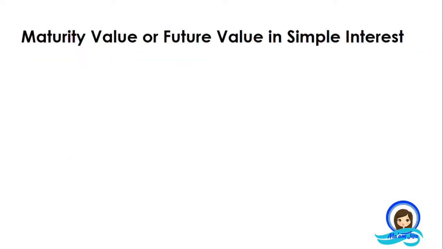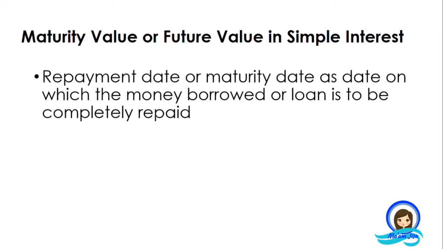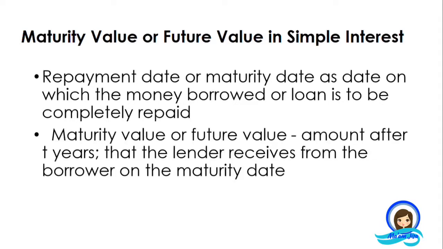This time, let us discuss maturity value or future value in simple interest. Repayment date or maturity date is the date on which the money borrowed or loaned is to be completely repaid. The maturity value or future value is the amount after T years that the lender receives from the borrower on the maturity date. The maturity value or future value is actually the total amount after a particular amount of time for which that money borrowed is to be completely repaid. And that particular time is to be identified or given by your borrower or your creditor.